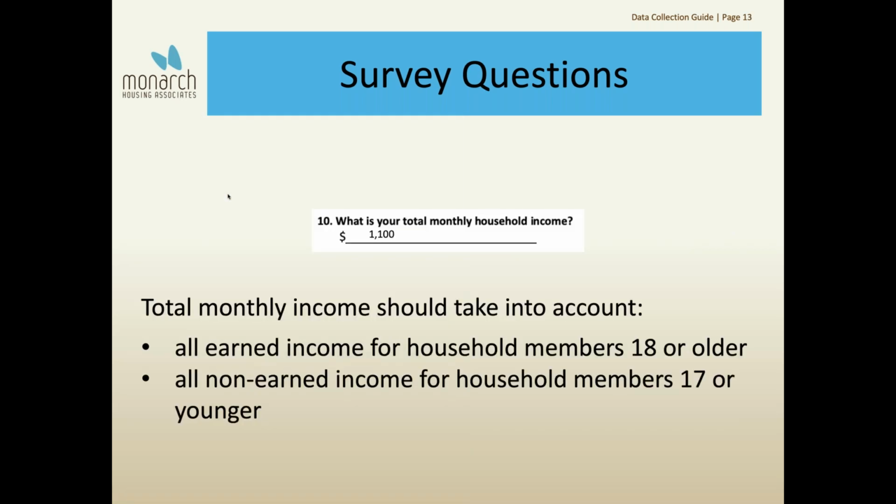Question number 10, what is your total monthly household income? This is all earned income for household members 18 or older, or all non-earned income for household members 17 or younger. So if there's a minor in the household that collects Social Security or disability, that would be counted into the monthly household income, but you would not count maybe wages from a part-time job for a minor in the household. This also does not include any food stamps.